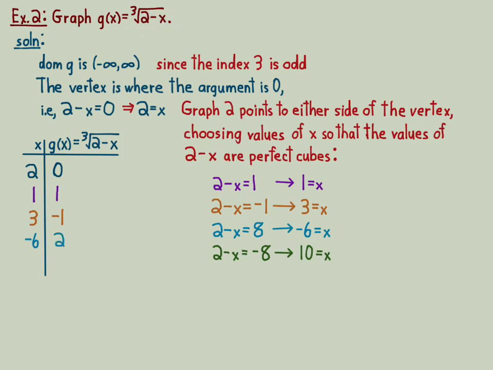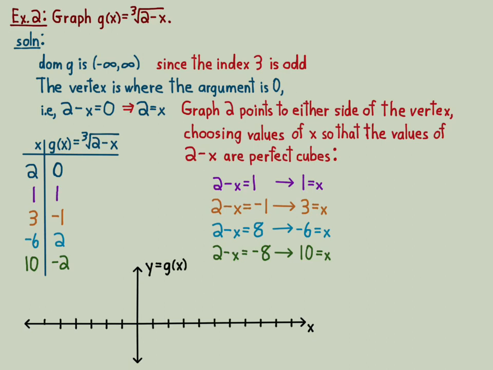Right? And then 10. I put 10 in here. I get 2 minus 10, which is negative 8. Cube root of negative 8 is negative 2. And then I just graph these points. So that's the vertex at 2, 0. And then 1, 1, this one. And then 3, minus 1, this one.